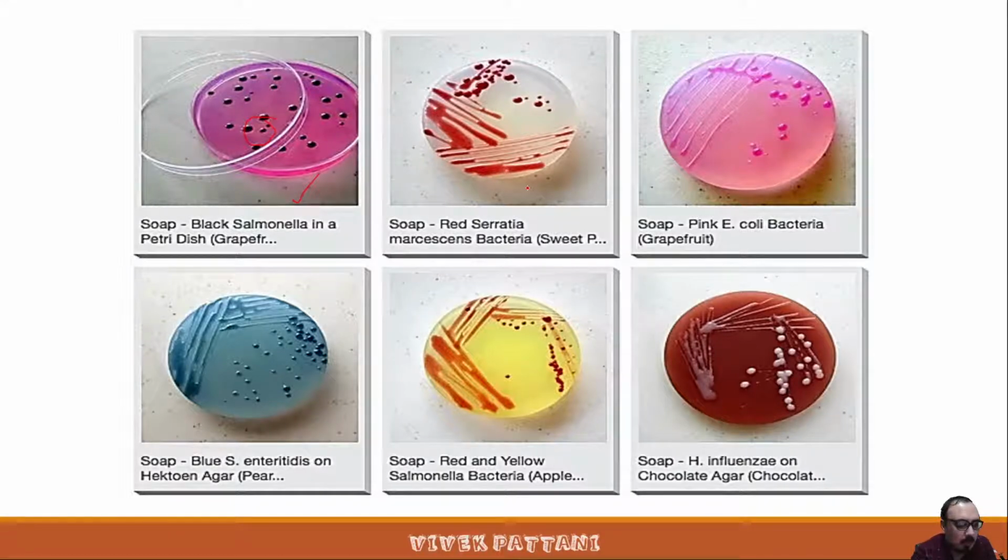This one is a red Serratia marcescens bacteria, which has red pigmentation, and this one is Escherichia coli, where you clearly see pink pigmentation. And this is Salmonella enteritidis on Hektoen agar, again a different type of agar, and this one is Haemophilus influenzae on chocolate agar.